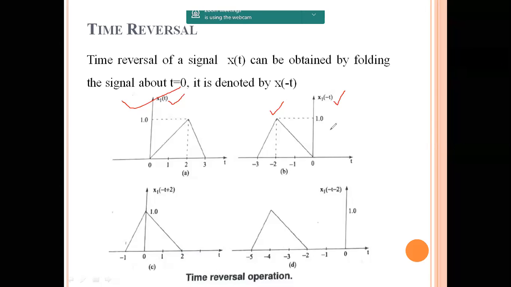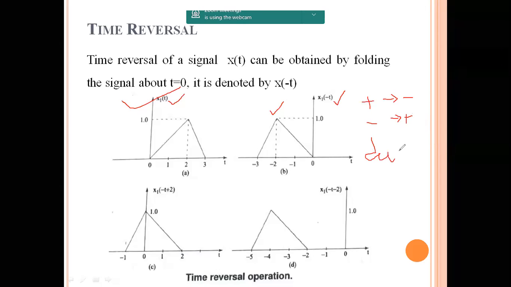There is no difficulty in understanding the time reversal operation. We just interchange the sign. If you have negative time values, you convert them into positive; if you have positive values of time, you convert them into negatives. That means plus becomes minus and minus becomes plus. I am stressing this in the time reversal operation: plus becomes minus and minus becomes plus, and the delay becomes advancement and advancement becomes delay. These two are very, very important.